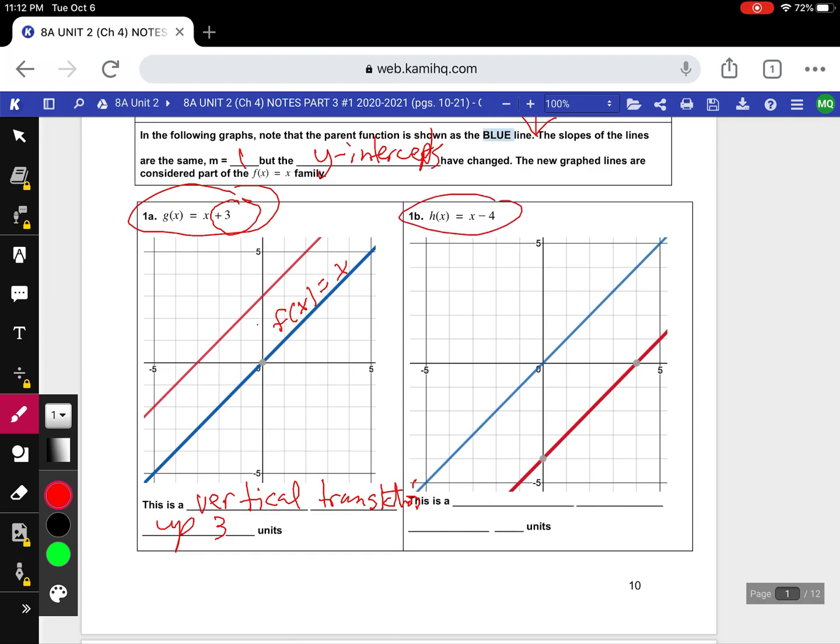In comparison, here on the second one, we have h of x equals x minus 4. Again, my blue line is my parent. The parent for linear equations is always f of x equals x. And then we went down by 4 units. So we're going to say that this is a vertical translation again, but this time it's down 4 units. I hope you see that all we do is take that f of x, that parent, and here we were either adding 3 or subtracting 4, and that moved or shifted it up and down.